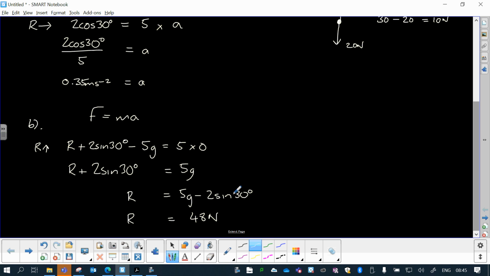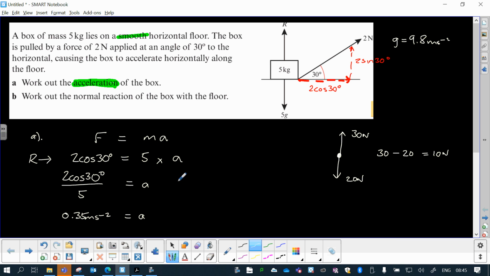We'll just double check that. Sine 30 is a half times 2 is 1. 5 times 9.8 is 49, so we should have 48 newtons. Yeah? Good. So that's it. That's resolving forces with F equals ma in its kind of most basic form, I would say.